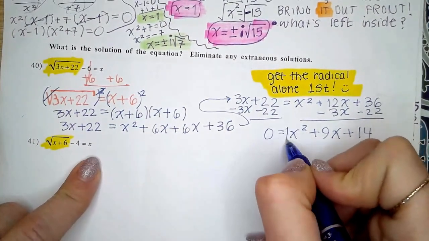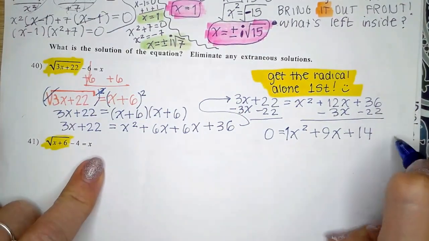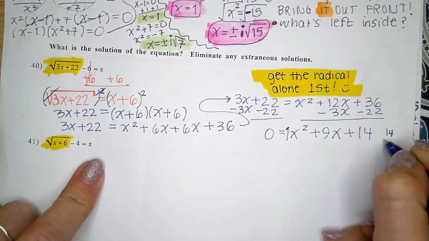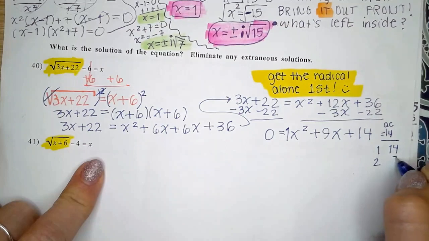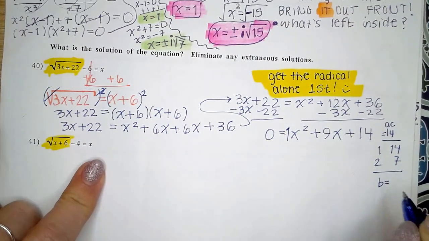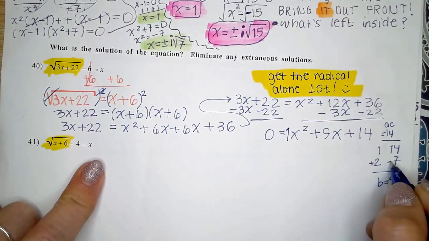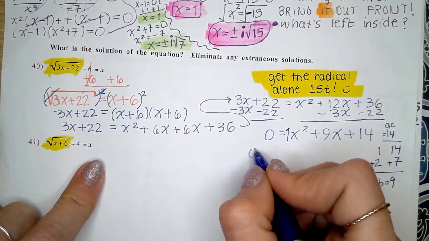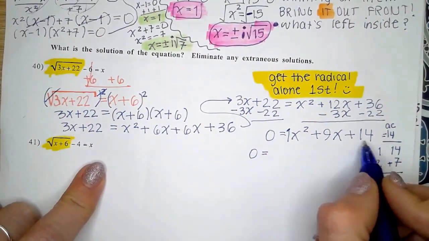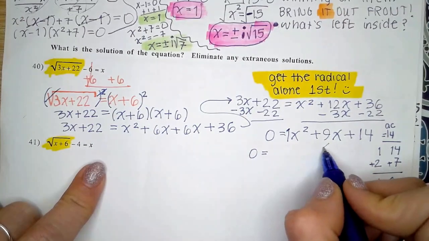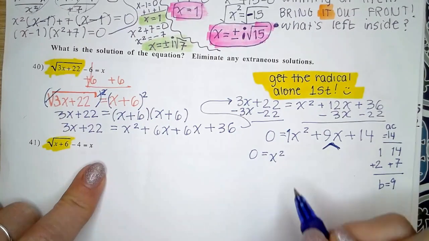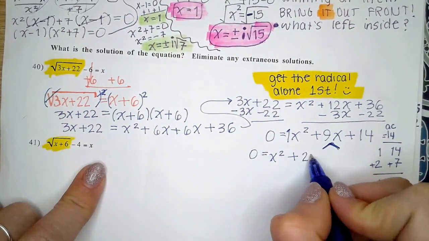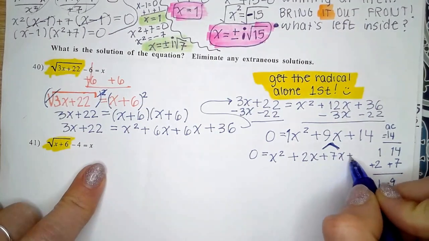If you want to use the AC method, 1 times 14 is 14. That's my A times C. What multiplies to give you 14? 1 and 14, and 2 and 7. B is next, but it's got to add or subtract to give you 9. Well, that'll be a positive 2 and a positive 7. So the next step, we'll get 0 equals. Now, we keep calling this a quadratic, but where's the quad? Quad means 4. The way you get it to become a quad, we build a quad by splitting that middle term up. X squared stays the way it is. Then we use plus 2x plus 7x plus 14.